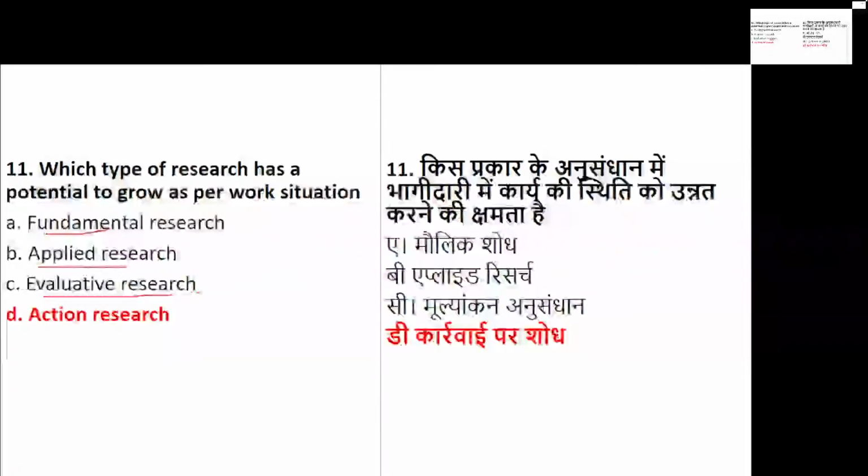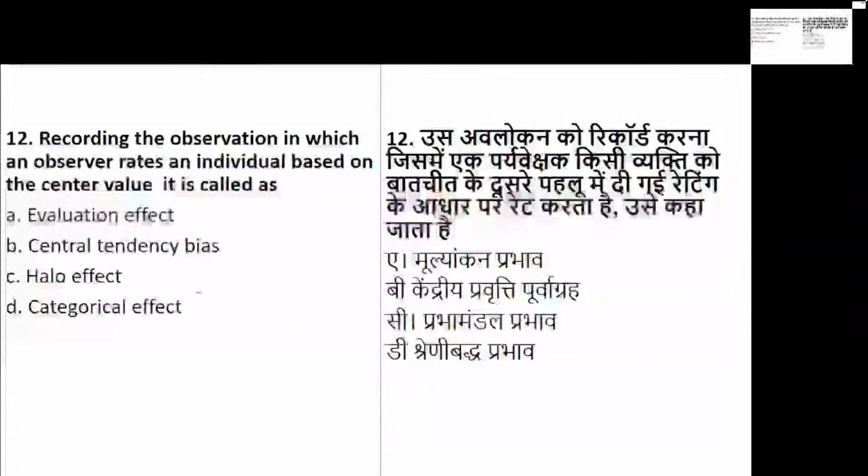Okay. Now question number 12. Question number 12 talks about recording the observation in which the observer rates an individual based on center value. So you are doing some observation and you're rating based on center value. So it will be called as what? Evaluation effect, center tendency, halo effect, or categorical effect. It will be known as what?